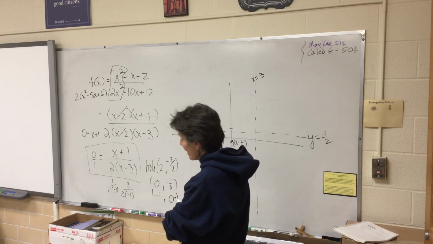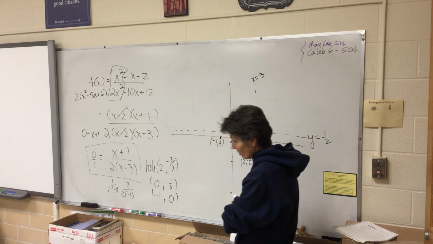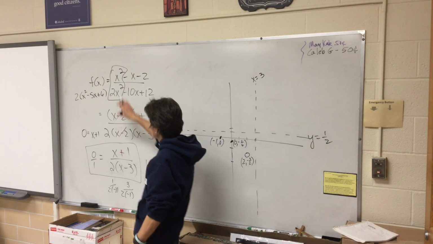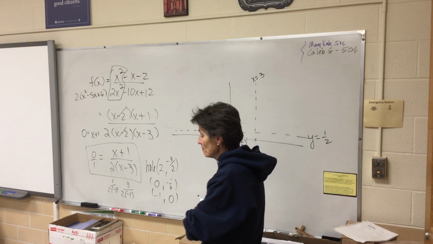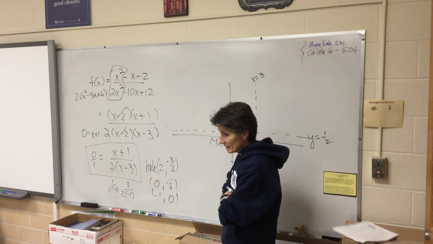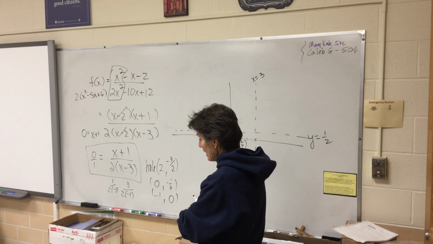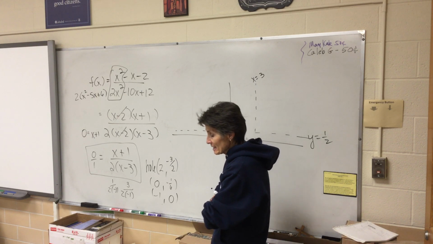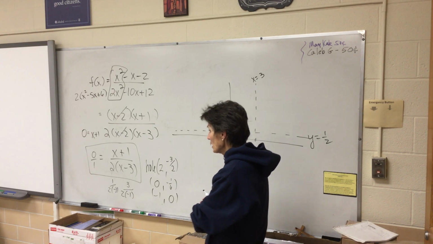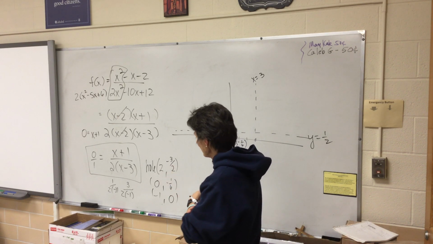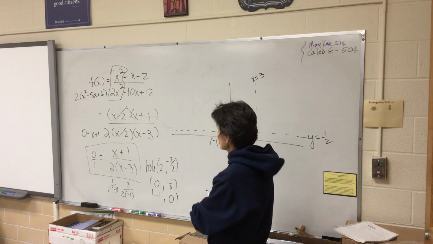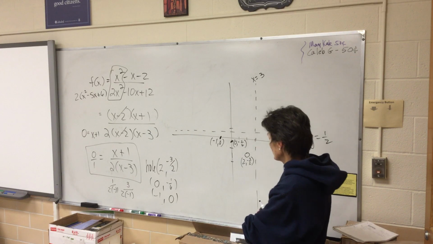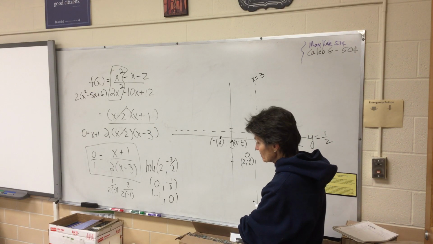If the power on top is bigger, so if we had x cubed over x squared, something like that, then we would do our synthetic division and get a slant asymptote. We would get something like y equals 3x plus 5 or something like that. But as long as the powers match, we're going to get a horizontal end behavior asymptote.